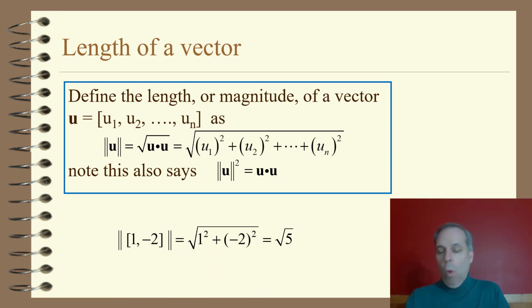So if I said, what's the length of the row vector (1, -2)? By definition, it's literally just take the square root of the sum of the squares of the components. So that magnitude, the length, is just the square root of 5.